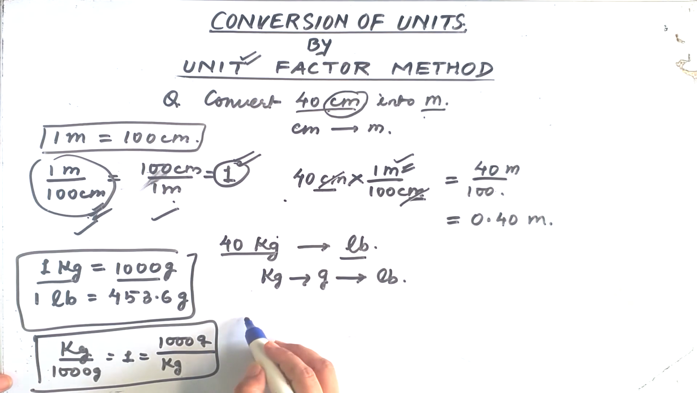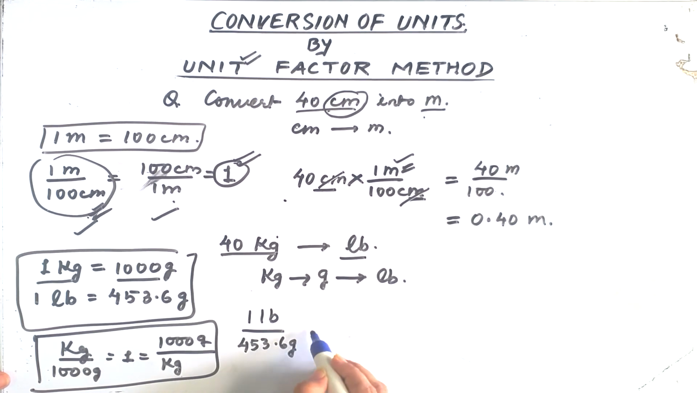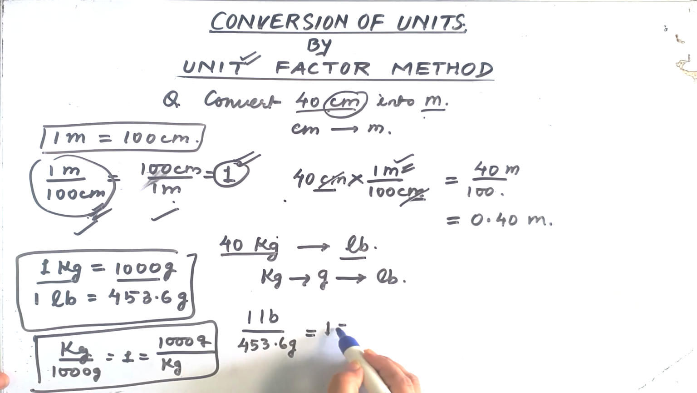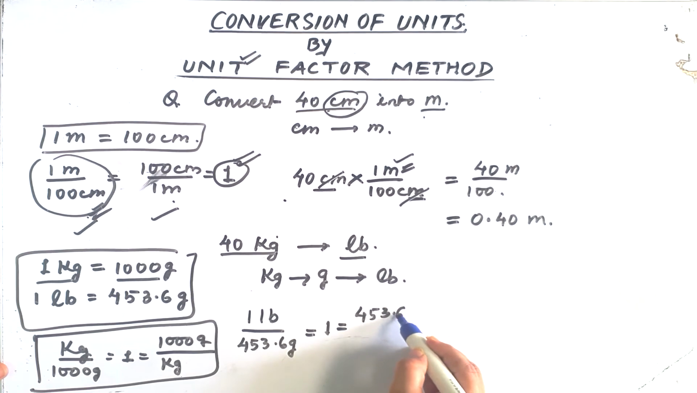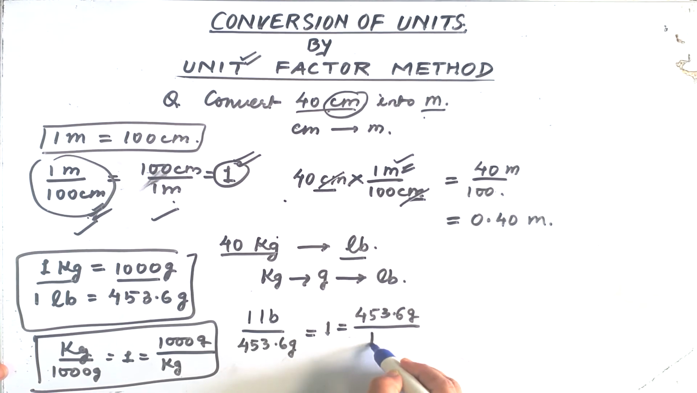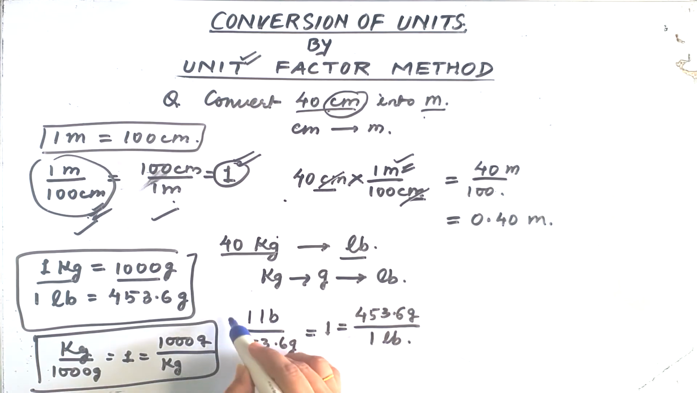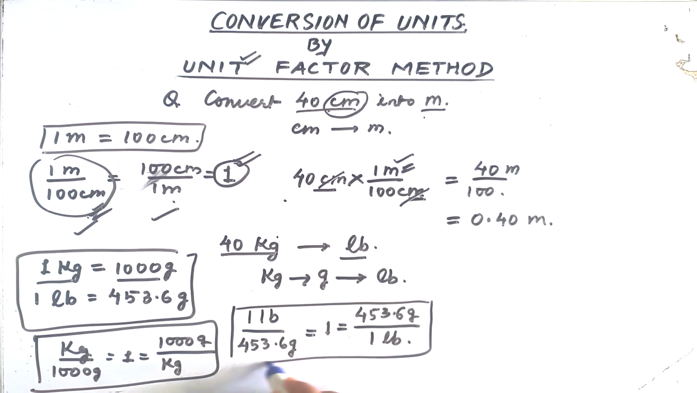The second conversion factor is 1 lb divided by 453.6 gram, which equals 1, which is always equal to 453.6 gram divided by 1 lb, that is pounds. This is also another conversion factor.